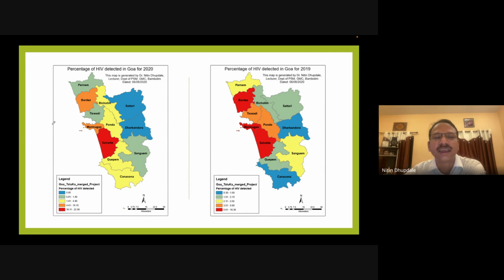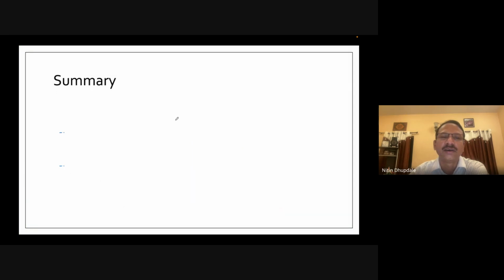These are some maps which I had created immediately after my course. This is depicting the HIV in Goa in 2019 and 2020. So you can see that the spatial distribution of HIV has reduced, but certain areas, like this area, have remained the same. But other areas have become less. The incidence went down. So that's good news for us.